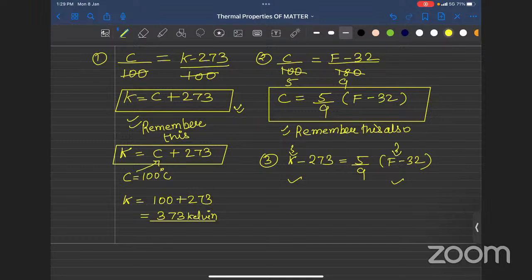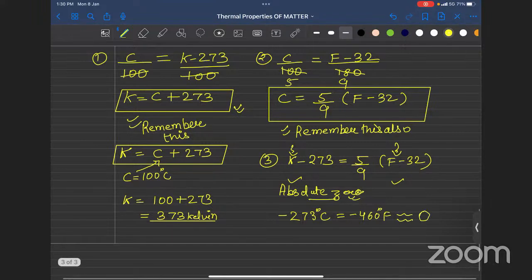And there is one more thing which is known as absolute zero. What is this absolute zero, if somebody is asking you? So you'll tell them, on the Celsius scale, if the temperature is minus 273 degrees Celsius, or on the Fahrenheit scale, if it's minus 460 degrees Fahrenheit, then on the Kelvin scale you'll get the perfect equivalent as 0 Kelvin. And this 0 Kelvin is basically your absolute zero.